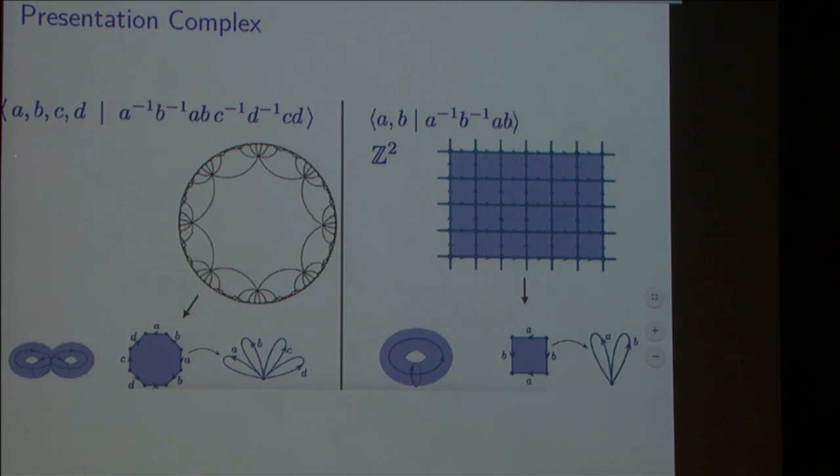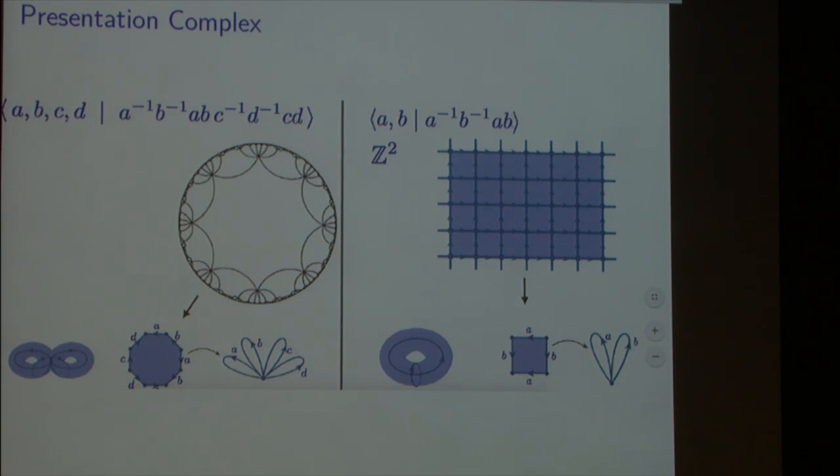Now this is what you're going to do as an exercise to work with it today. So we have a group with this relation, and if we take this 8-gon and glue it to the wedge of circles, you'll get an orientable surface of genus 2. So basically this is the fundamental group of the orientable surface of genus 2. It's a product of two commutators, A and B and C and D. And okay, and this is a universal cover. So this is how it looks like.